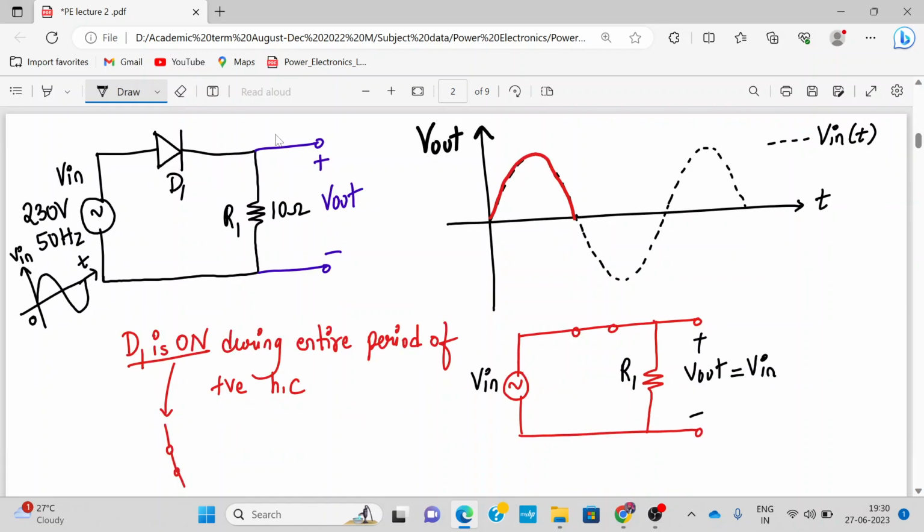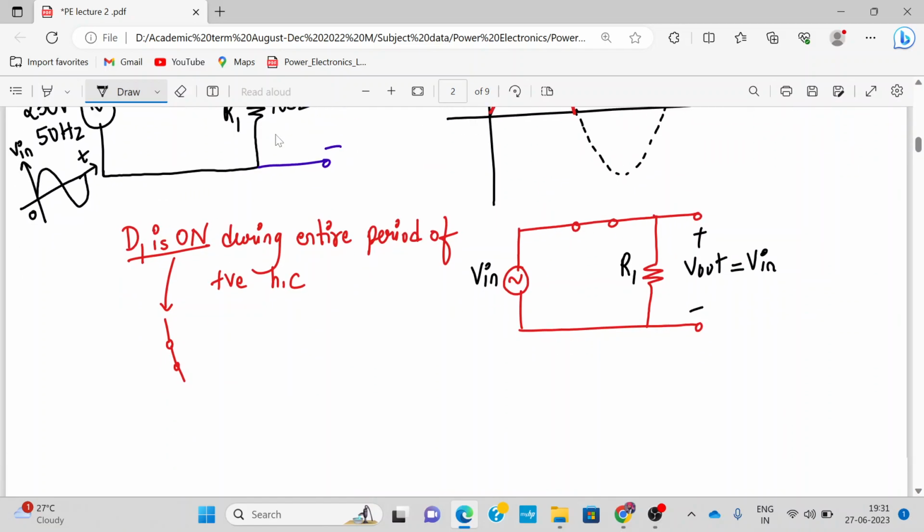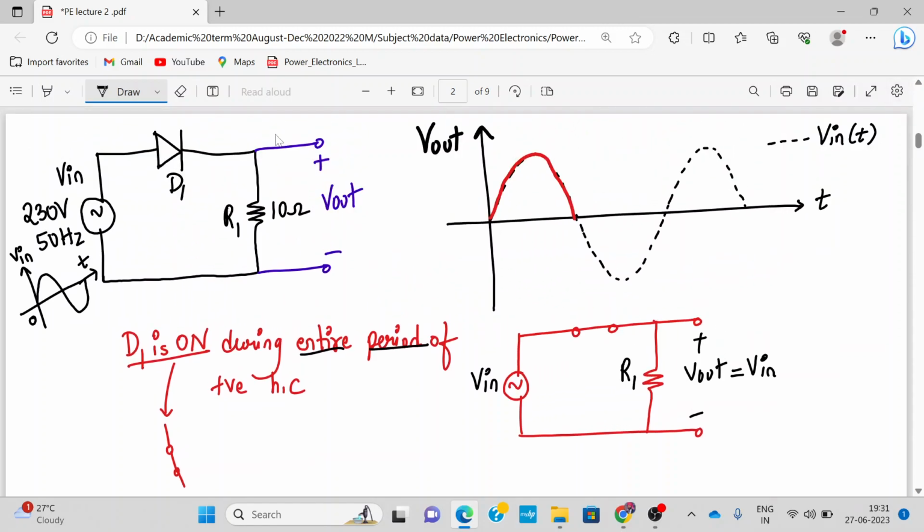Whenever the negative half cycle appears, the voltage across the diode D1 becomes negative, and it becomes off. So the diode remains on during the entire period of positive half cycle. That's important. That means we cannot turn it on at some particular point. Let's say we want to turn it on over here. It cannot be turned on. This is pi, 2 pi, and 3 pi. So we cannot control its conduction turn-on period. The turning on of the diode is uncontrollable.